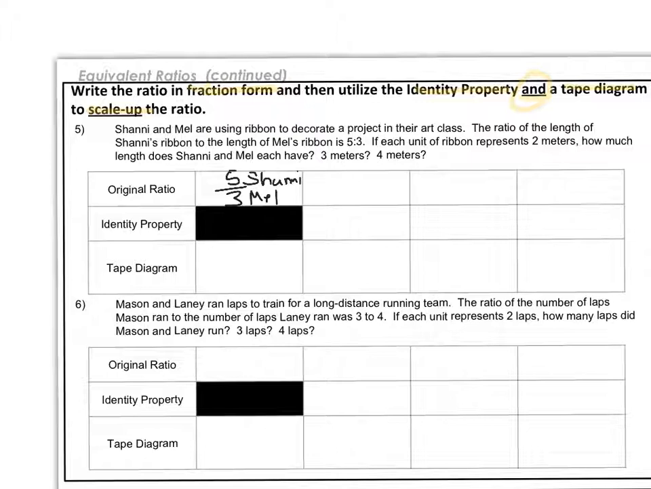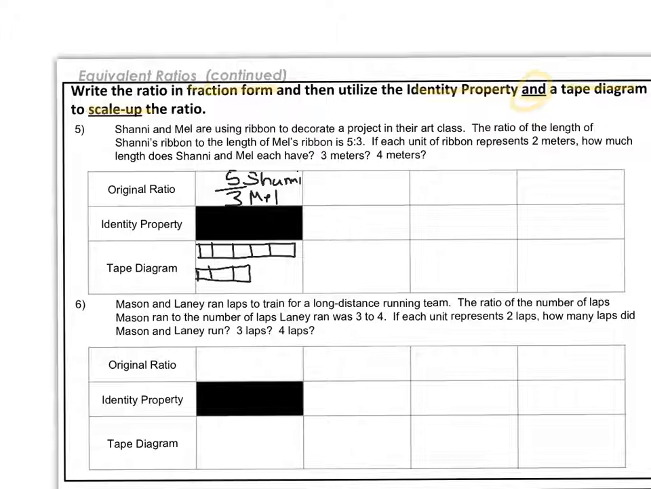So our tape diagram is going to be 5 squares for Shani and 3 squares for Mel. So let's go ahead and draw a rectangle here, and we're going to break it up into 5 sections. Okay, and then for Mel, we need a tape diagram that represents her length of ribbon, and that's 3. We want each of the 3 boxes to line up with the first 3 of Shani's, because it has to be proportional. So we're going to line it up and separate it at the same points. So it looks something like that.